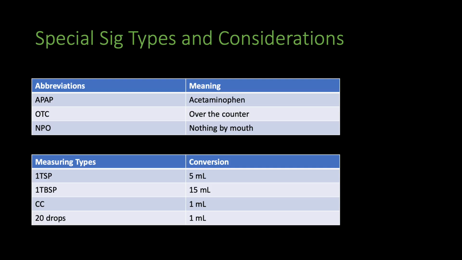Some of you may have seen it as 15 drops as 1 ml. Now, I think that's mostly in a hospital setting, but in community settings, typically it's 20 drops per ml. But if anyone has any questions, or if anyone wants to add anything to that, feel free to comment.